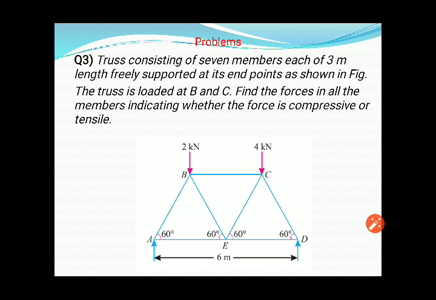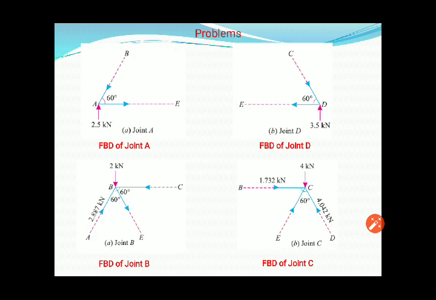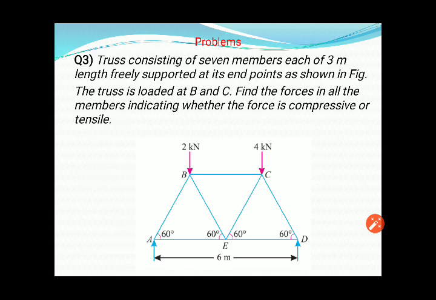So for this you have to use the method of joints. Before that, what is the first step? Drawing the free body diagram. So draw the free body diagram, and find the reactions RA and RD by using the equations of equilibrium.